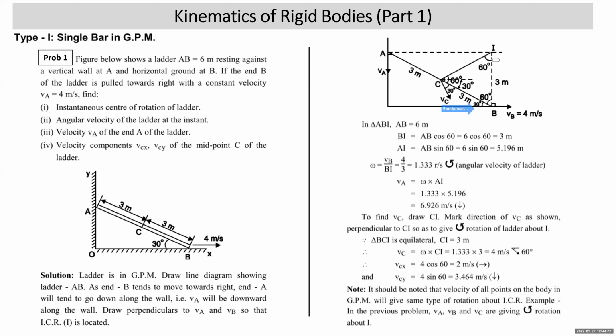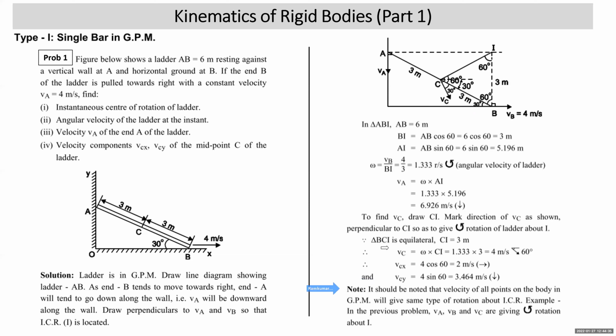Then this VC is perpendicular to CI. So this angle is 30. How do you understand this angle is 30? 90 minus 60, that is 30. All right. So we understand that VC is making 30 plus 30, 60 degree. We have marked it. Then VCX will be 4 cos 60 to the right, that is 2 meter per second. VCY will be 4 sin 60, 3.464 meter per second. That is what it is.